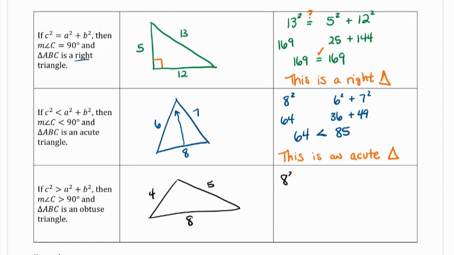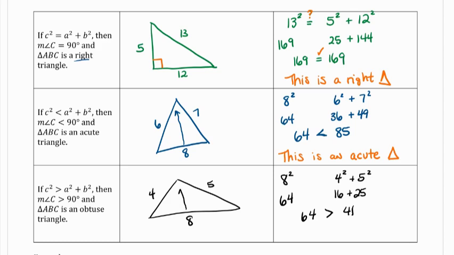So again, 8 squared, that we know is 64. That's our biggest side again, right? And then we'll do 4 squared plus 5 squared. That'd be 16 plus 25. And in this case, we're going to get 64 compared to 16 plus 25 is 41. So this time 64 is bigger than 41.